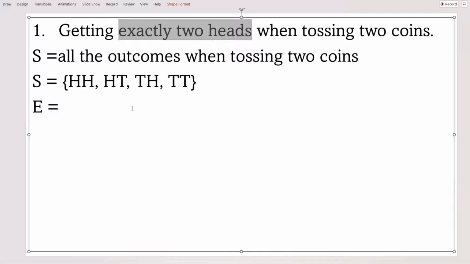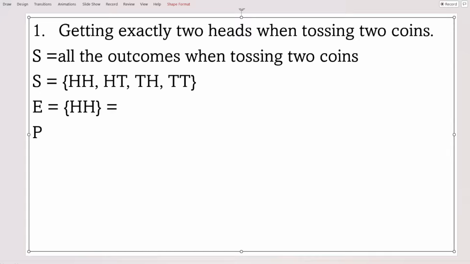In our sample space, what event actually has two heads? If you thought that the only event where that is possible is when you get heads and another heads, that's correct. If you ask, sir, why is there no head-tail and tail-head? Because again, what we need is exactly two heads. If there is only one head, of course, we do not count it. That's why our event E, the event that we desire, is only HH, just one particular outcome.